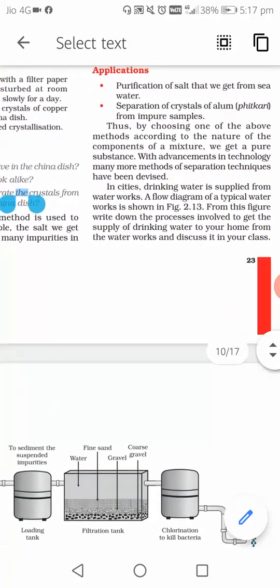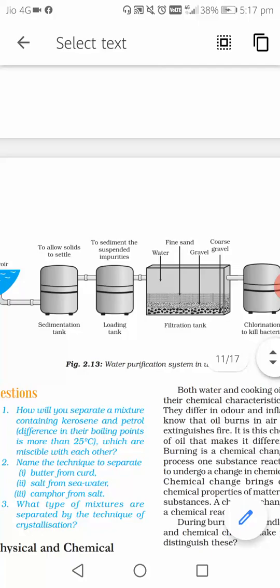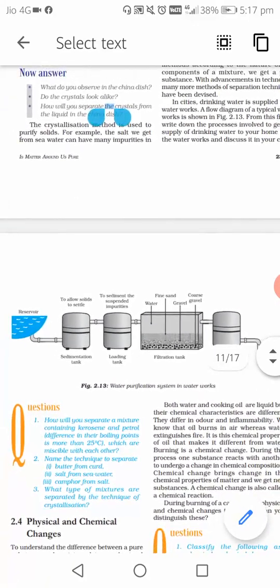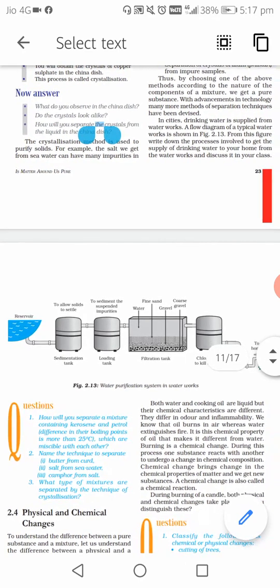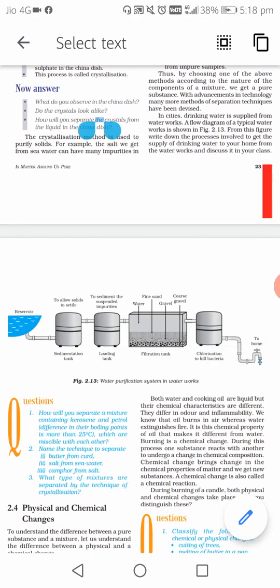Then the next topic is the water purification system. You can see here a figure, figure 2.13, showing how we can purify water. Simple one. See here, some setups are given. At the very beginning it is a reservoir. In the reservoir some impure water will be present, and the water that we get from the water supply is pure water. And how is this water purified? For that, you see that in the reservoir, first of all, some water with impurity is kept.